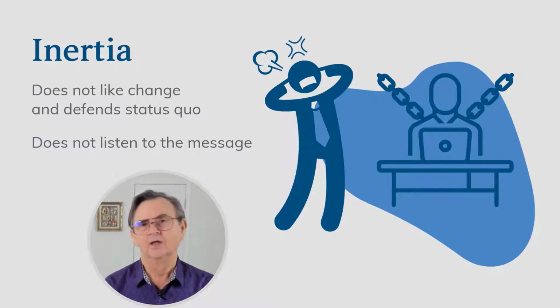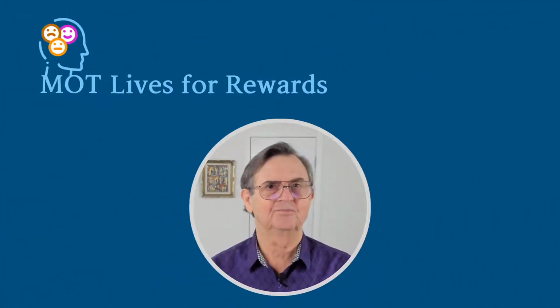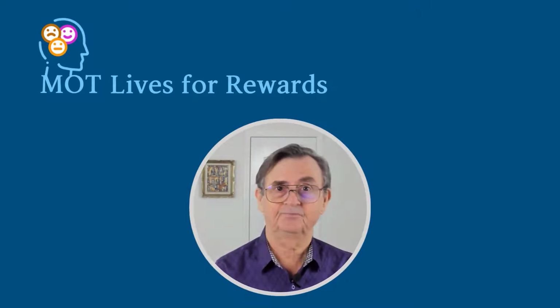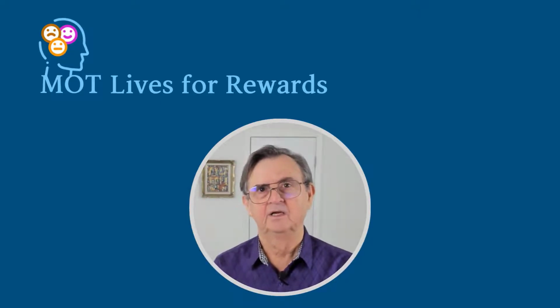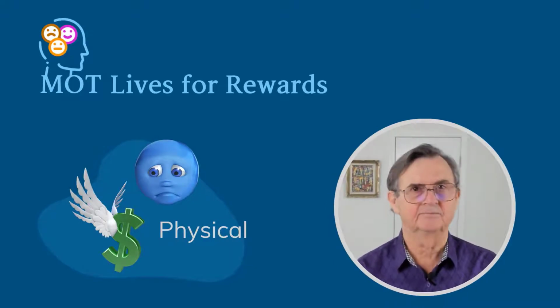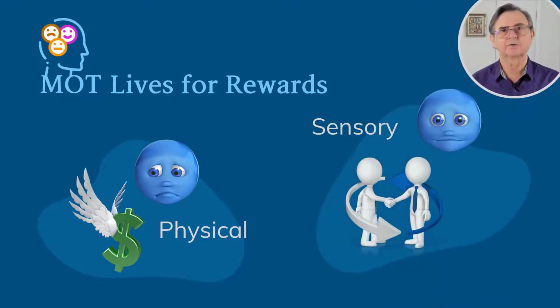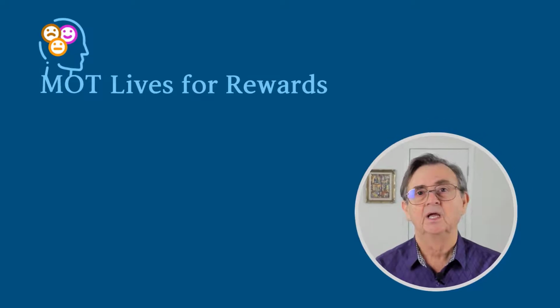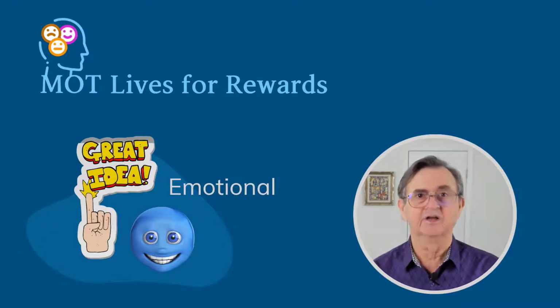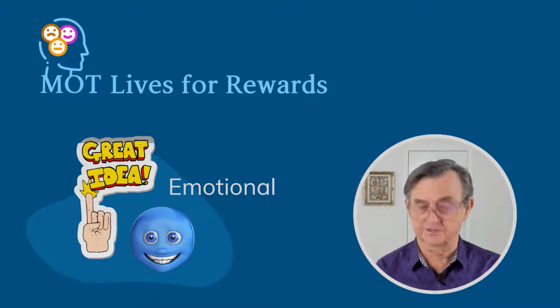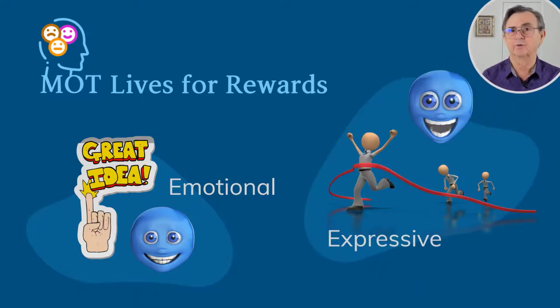But what? Well, it turns out Mot lives for rewards. But some rewards are worth more than others. From low to high, physical rewards are first, like money. Those are fleeting. Sensory rewards, being satisfied with the actions, are at least temporarily memorable. Emotional rewards, feeling great about myself, last longer, and that's what Mot really wants. But expressive rewards are when achievements are recognized by others. I'm getting a trophy. If you want to convince someone to change their behavior, offer them the highest level of rewards that you can reasonably deliver.